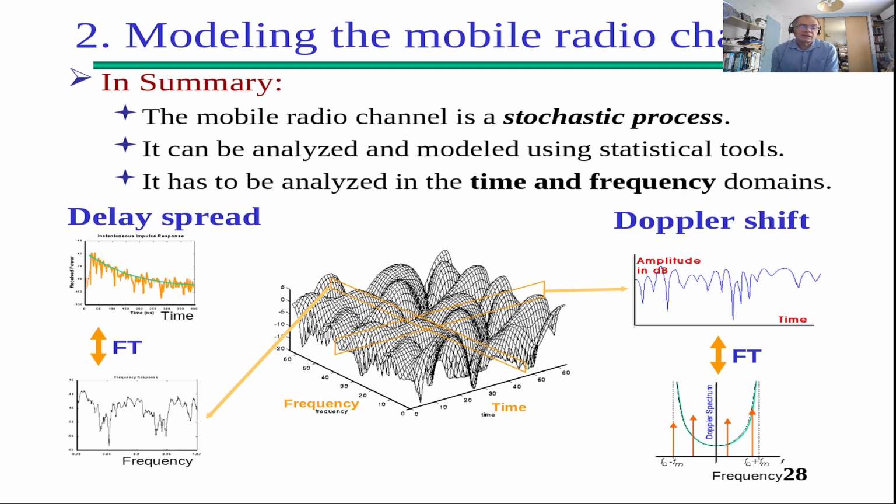And if I take a slice in the time domain, I get the delay spread, which allows, thanks to a Fourier transform, to see the channel transfer function in the frequency domain.